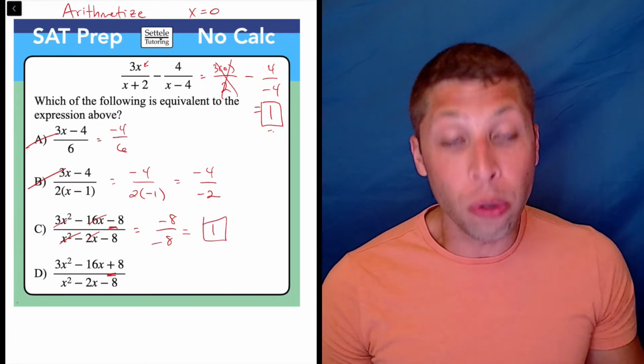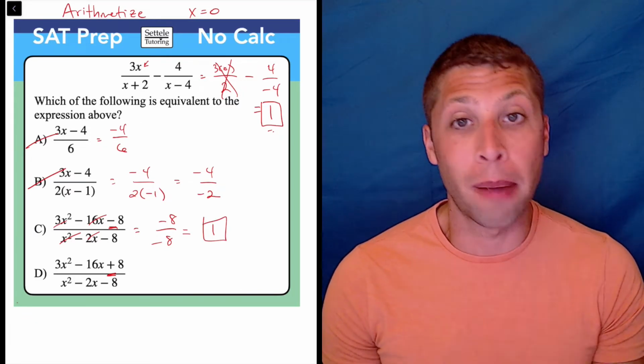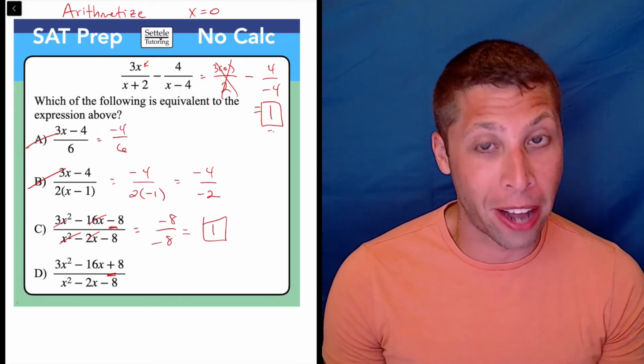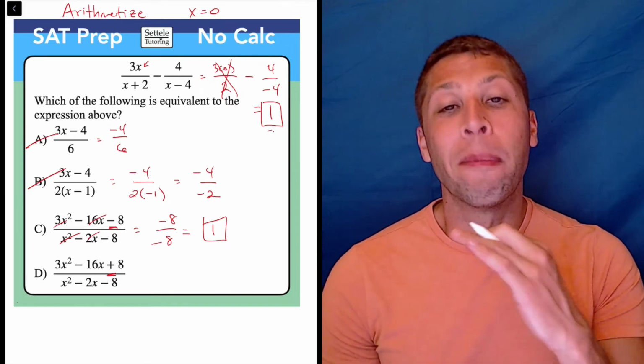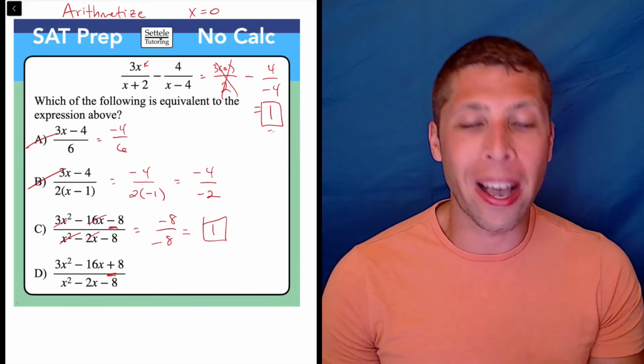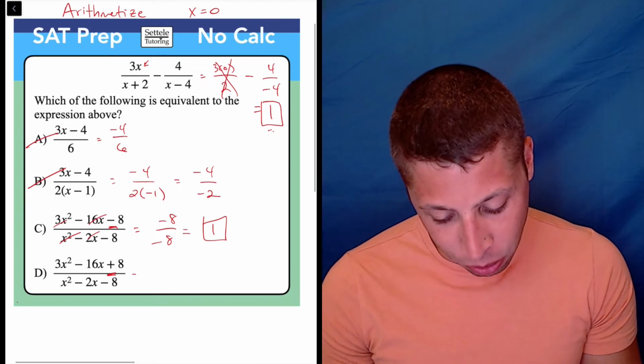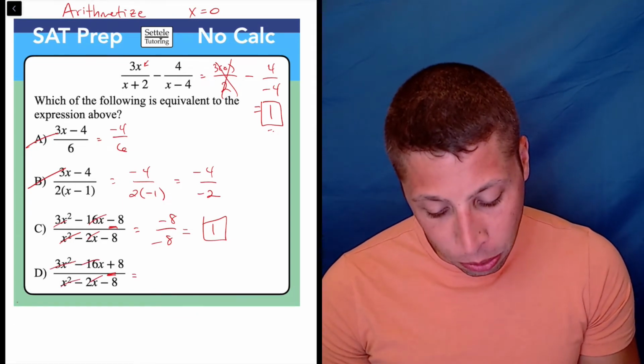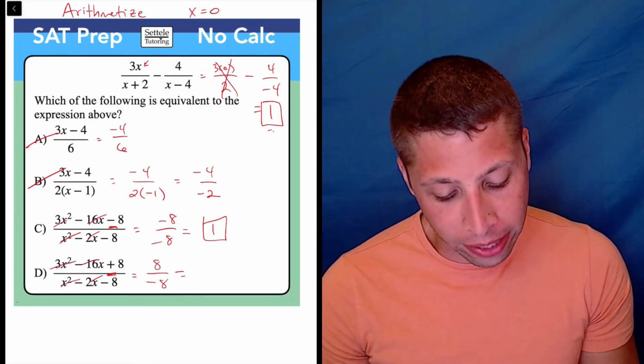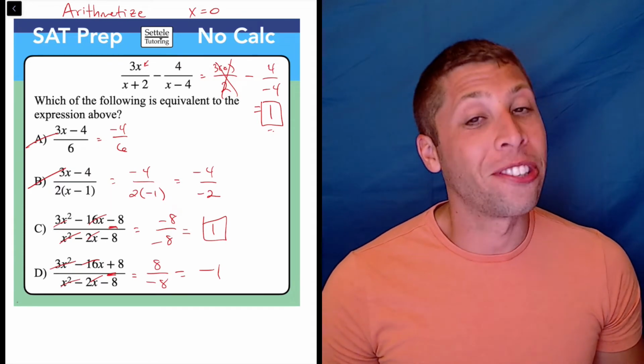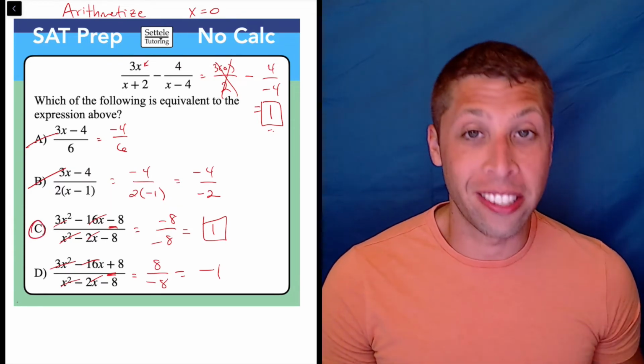That looks good. Now we do need to check D just to be sure, because sometimes when we pick 0 or any number for that matter, we can sometimes get multiple answers that work. Don't worry about it. It's part of the process. But in this case, watch what happens. Everything goes away except 8 over negative 8, which is negative 1, which is not 1. Therefore, C is the answer.